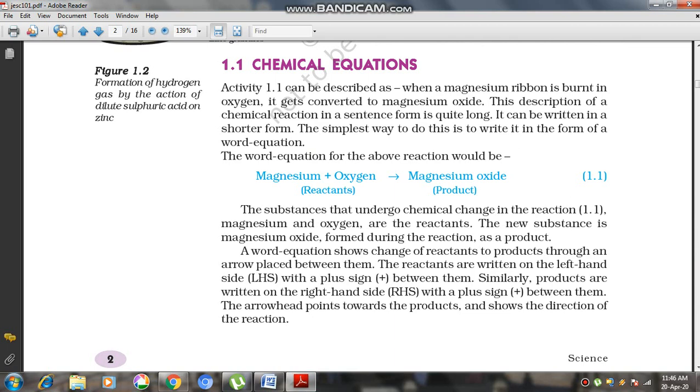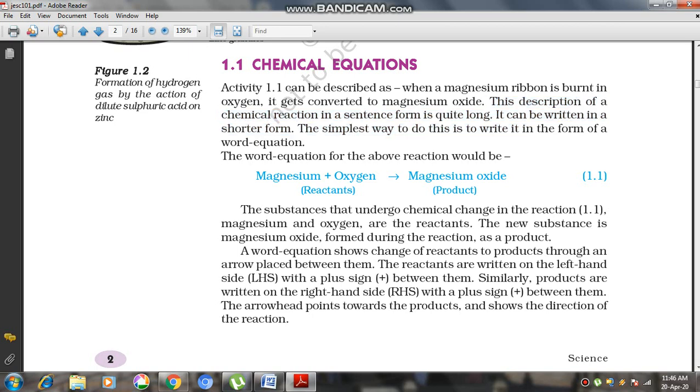So, in Activity 1.1, earlier we analyzed that a magnesium ribbon is burned in oxygen and gets converted into magnesium oxide. That is the basic fundamental change that occurs in the magnesium ribbon. This description of a chemical reaction in a sentence form is quite long, and it can be written in a shorter form. The simplest way to do this is to write it in the form of a word equation.